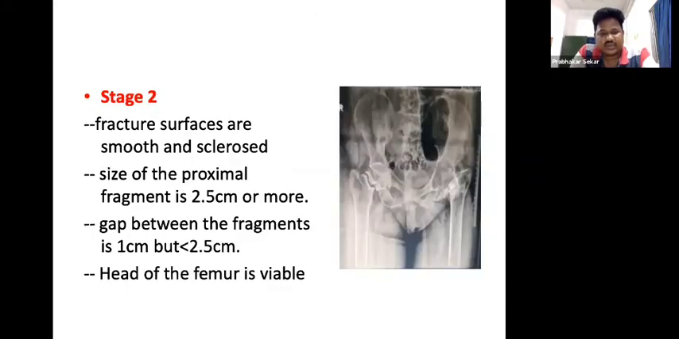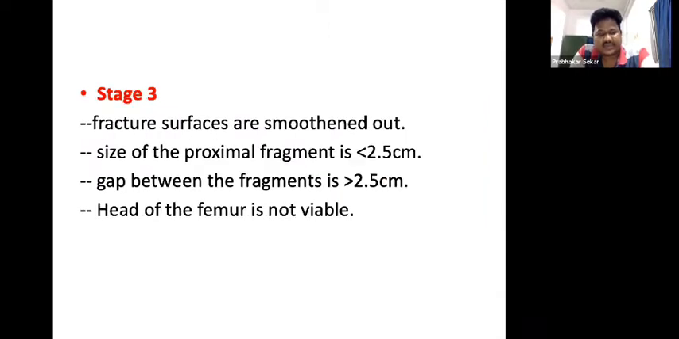Stage 2: here the fracture surfaces are smooth and sclerosed, not irregular. The proximal fragment still remains 2.5 centimeters or more, but the gap is increased, instead of 1 centimeter, to 1 to 2.5 centimeters. But still the head of the femur is viable. Then stage 3: the fracture surfaces are smoothened out, the size of the proximal fragment is less than 2.5 centimeters and the gap is more than 2.5 centimeters. There is a wider gap, and the head of the femur shows signs of non-viability.